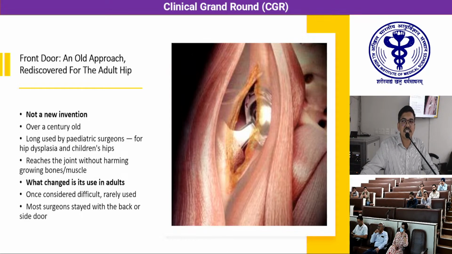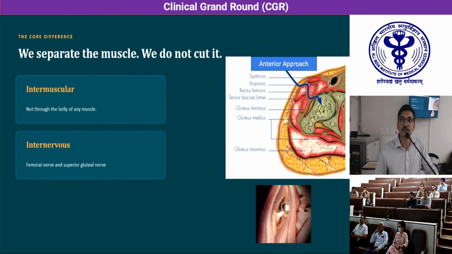What changes in the adults? As the muscle around the hip grows and becomes more deep-seated, entering and reaching the hip is easier, but maneuvering the femur and managing the acetabulum become much more difficult without releasing this soft tissue cover around the hip. That's why most of the surgeons in India stay in the back or the side door.